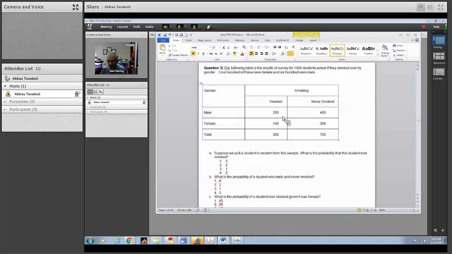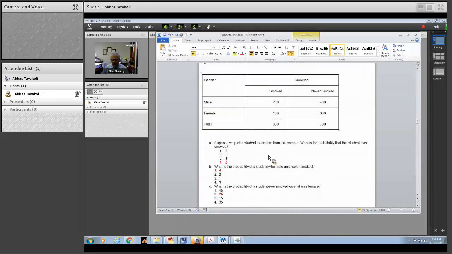Question 3 is about probability. We have smoking by gender. The first question I asked you is, if you pick a student at random, what is the probability that this student has ever smoked? You're looking at the column of ever smoke. The total is 300 among 1,000. So 300 divided by 1,000 gives you 0.3.